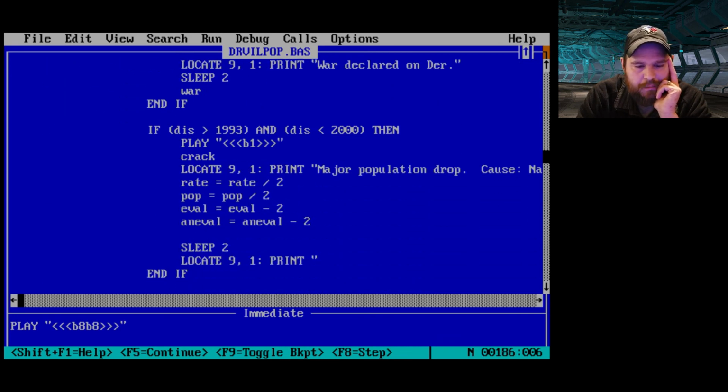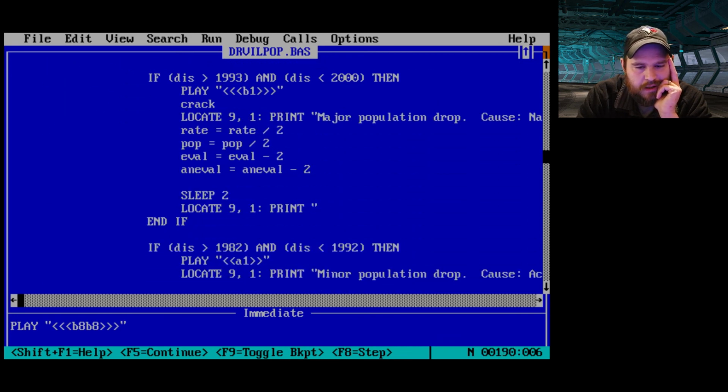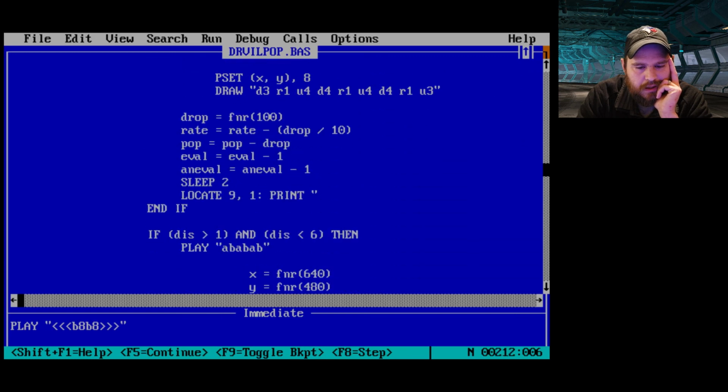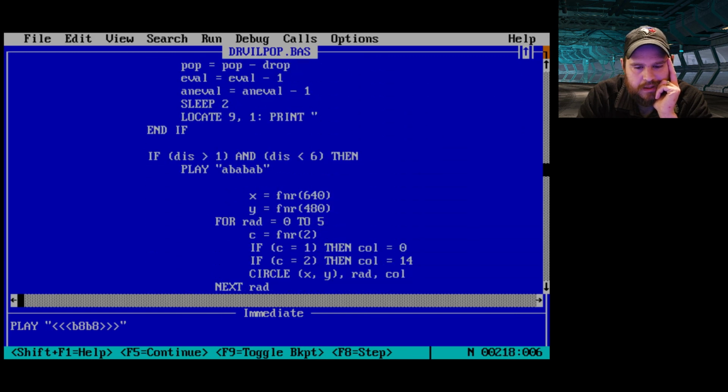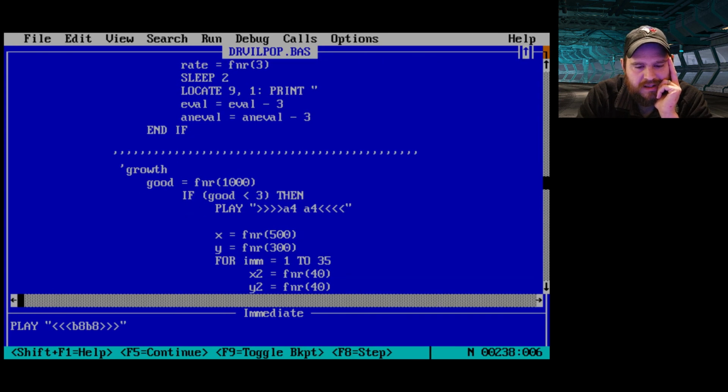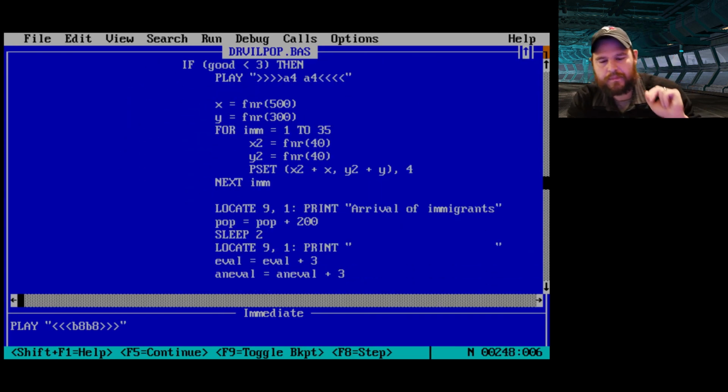Can some of these happen at the same time? Greater than 93? 1998, 1992, 1 and 6. No, they're all distinct. They do not intersect. Okay, I don't know why, but it doesn't matter.